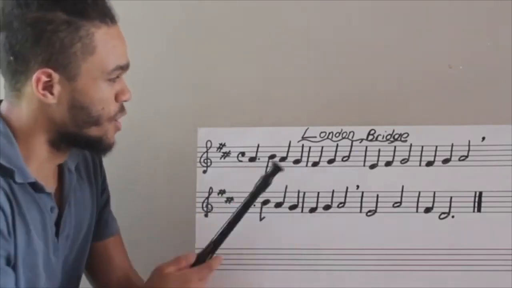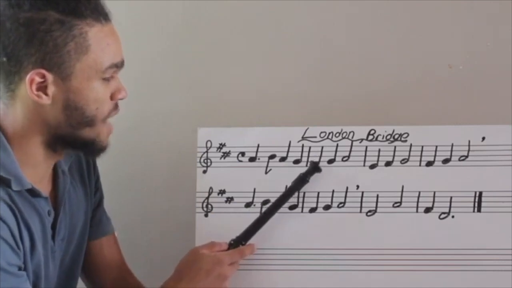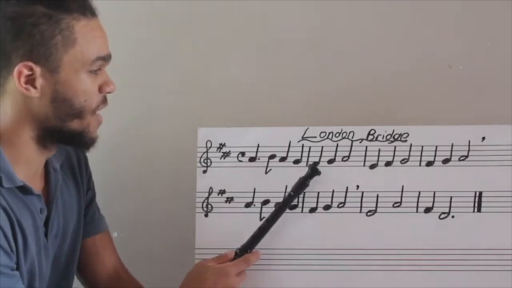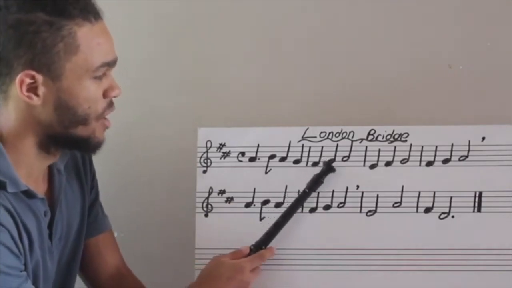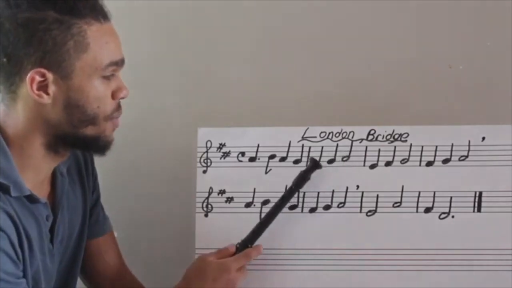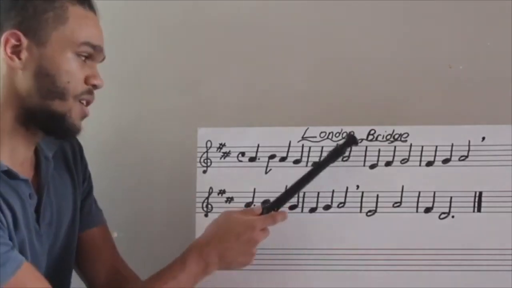Alright, next bar. So we have on the first space F, but since there's a sharp over the F line, it becomes F sharp. So we have F sharp, second line G, second line G, and then second space A. So F sharp, G, A.